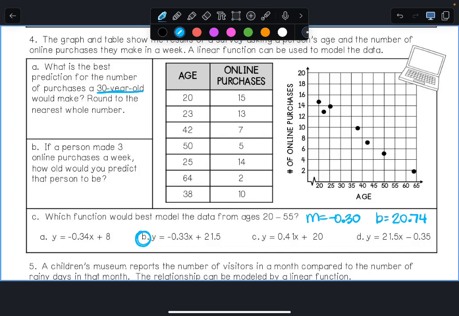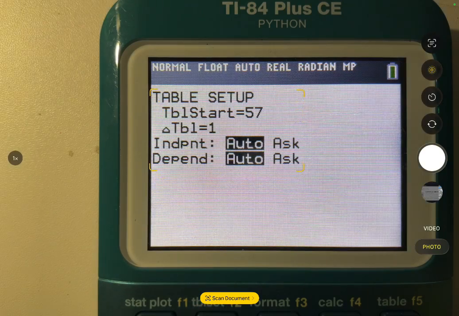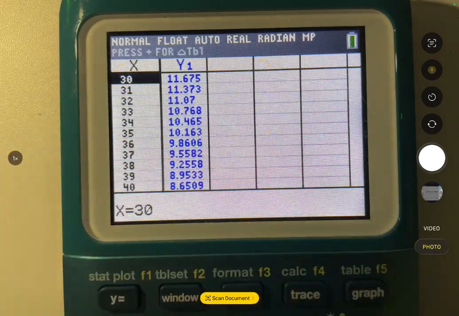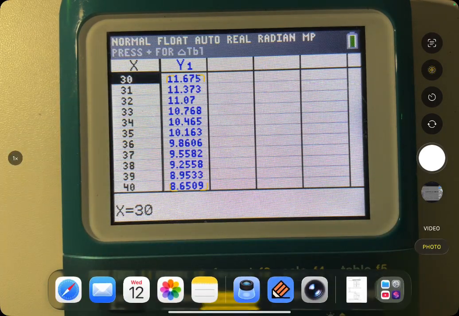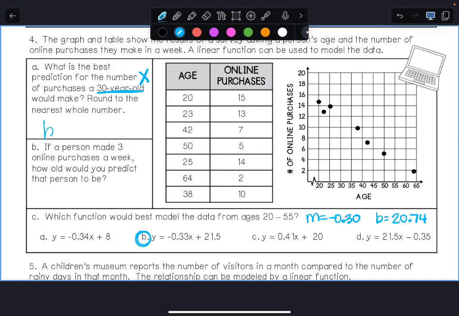All right. 30 years old. Is that an X or a Y value? This is an X value. So what's the fastest way to get to the X value of 30? Second window. So I press second window, I type my number 30, then go to the table. How do you get to the table? Second graph. Now it says round to the nearest whole number. So we're going to be looking for a whole number in between what? 11.66. Whole number in between what 2 numbers?